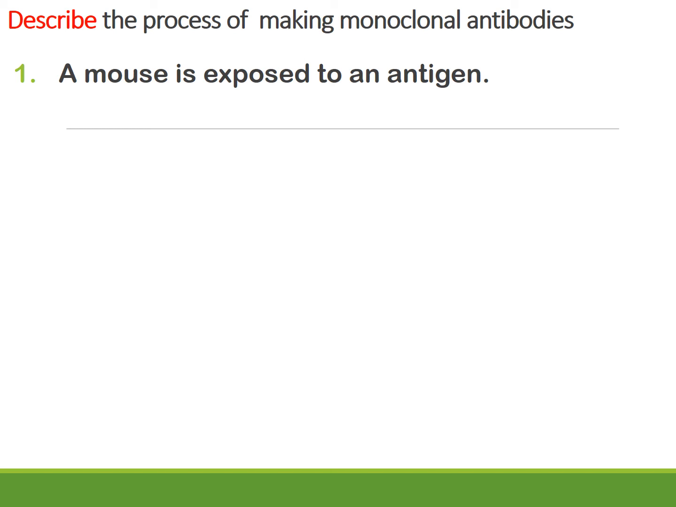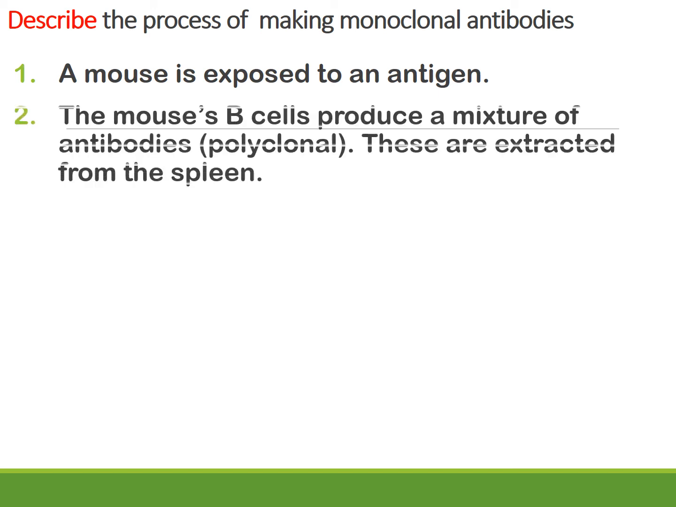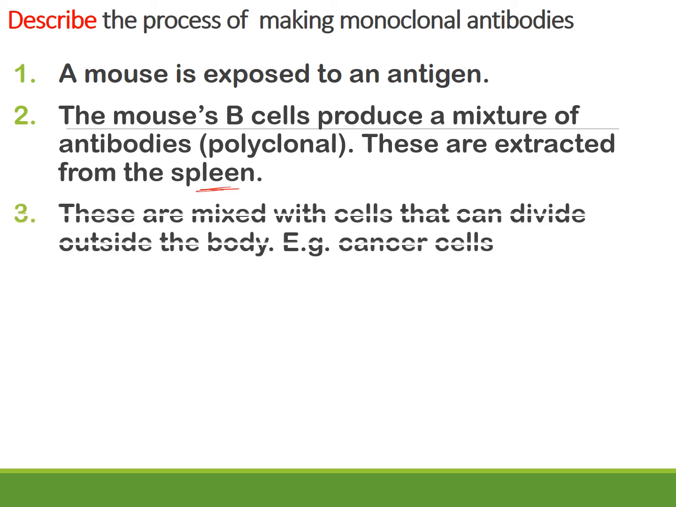Okay, so let's describe the process of making the monoclonal antibodies. So number one, the mouse is exposed to an antigen. Then what happens? The B cells produce the antibodies and they're extracted from the spleen, which is like a blood reservoir essentially. These are mixed with cells that can divide outside the body, like cancer cells. So these are usually tumour cells.